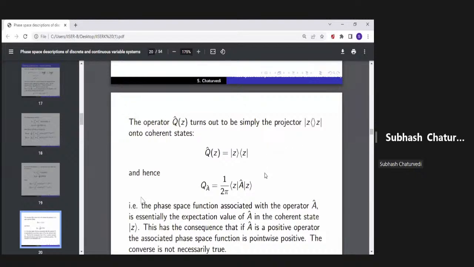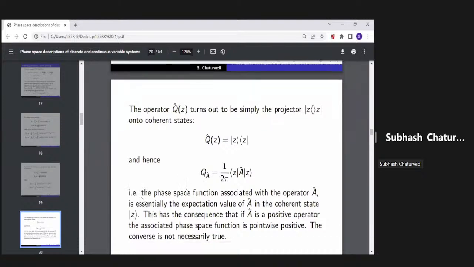And as a result, given an operator A, its phase space function is simply the expectation value of that operator in the coherent states. And this has a consequence that if A is a positive operator, then this Q A hat is a positive function of Q and P, as we will see later on.